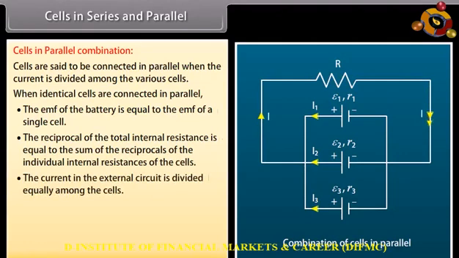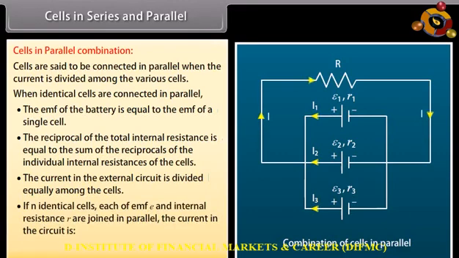The current in the external circuit is divided equally among the cells. If n identical cells, each of EMF E and internal resistance r, are joined in parallel, the current in the circuit is equal to nE divided by (nR + r).